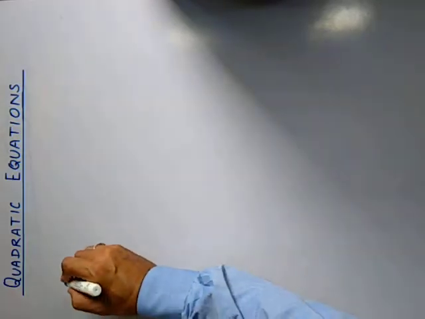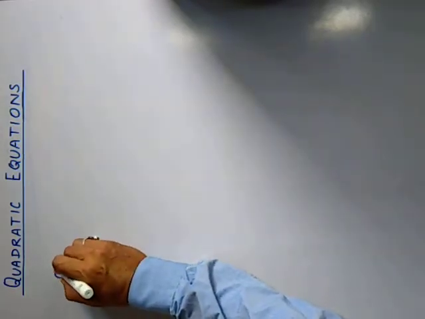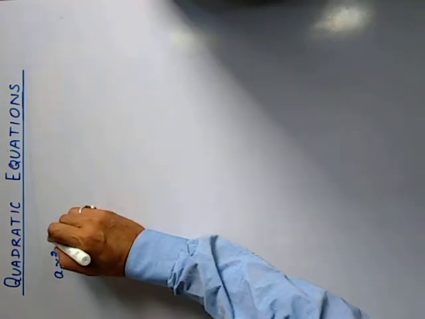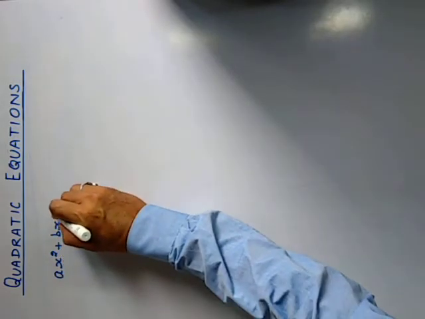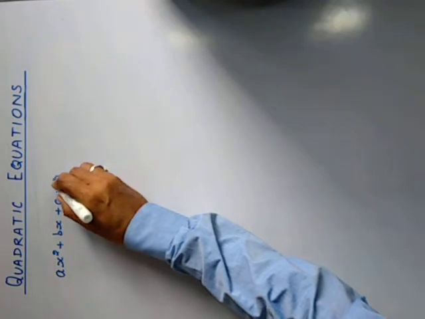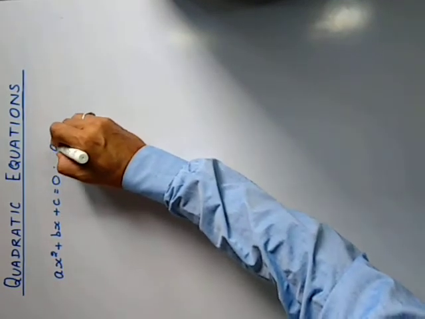Good morning, children. Today we will continue to discuss the chapter quadratic equations. As we know, the standard form of a quadratic equation is ax square plus bx plus c equals 0, where a is not equal to 0. By this we can find the value of a, b and c.